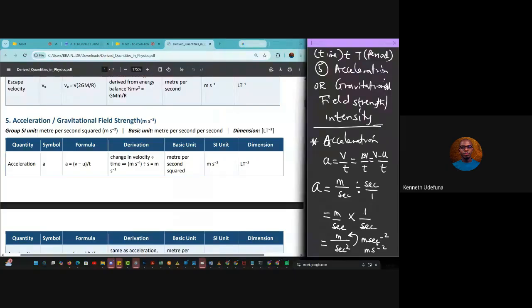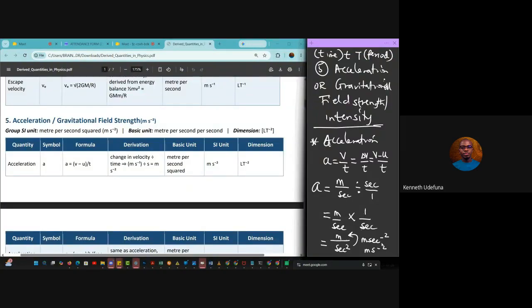Meter per second squared, or meter per square second. Even I have it as meter per second per second. Yes, it's also correct. You can call it that, but normally what is very common is meter per second squared. That is the common word that you see everywhere.